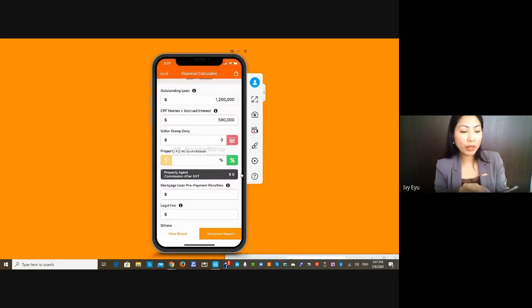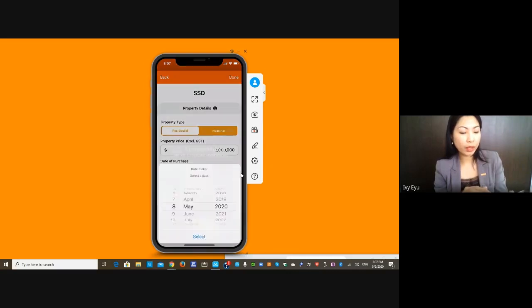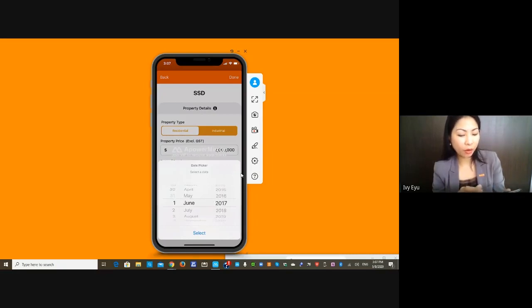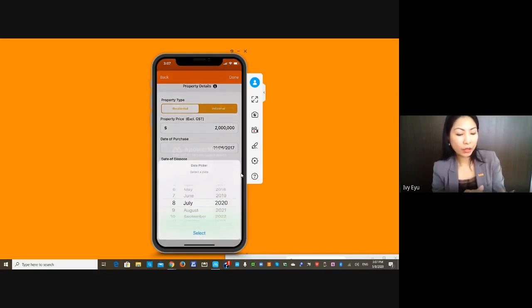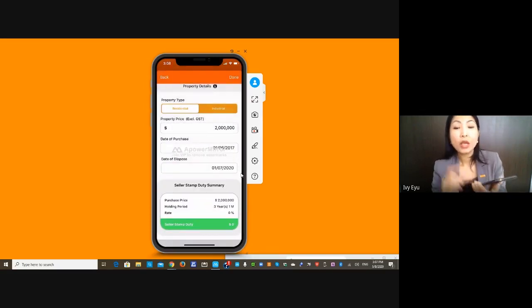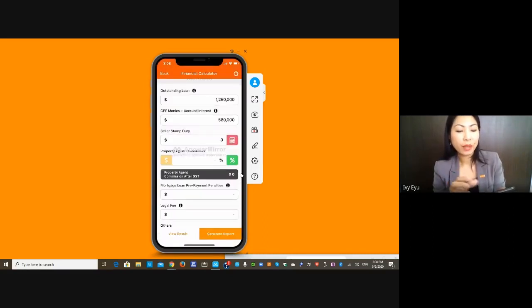So back to our calculator, where we have already input the details. Because he does not have any seller stamp duty, okay, let me go back because I just exited out. Again, I mentioned we will sell it in July. So after you finish this portion here on the SSD, you tap on the green portion and go back to done. So for his case, I propose to sell in July, so he doesn't have the seller stamp duty.